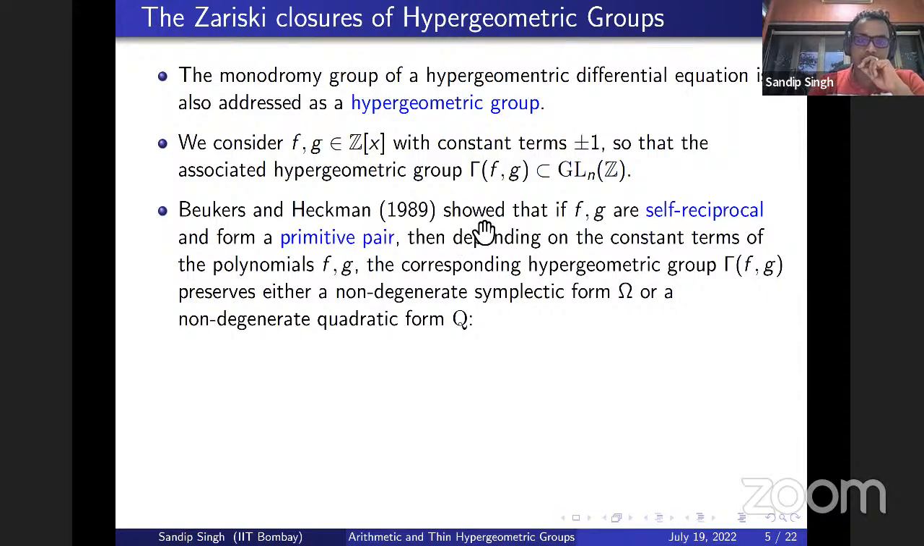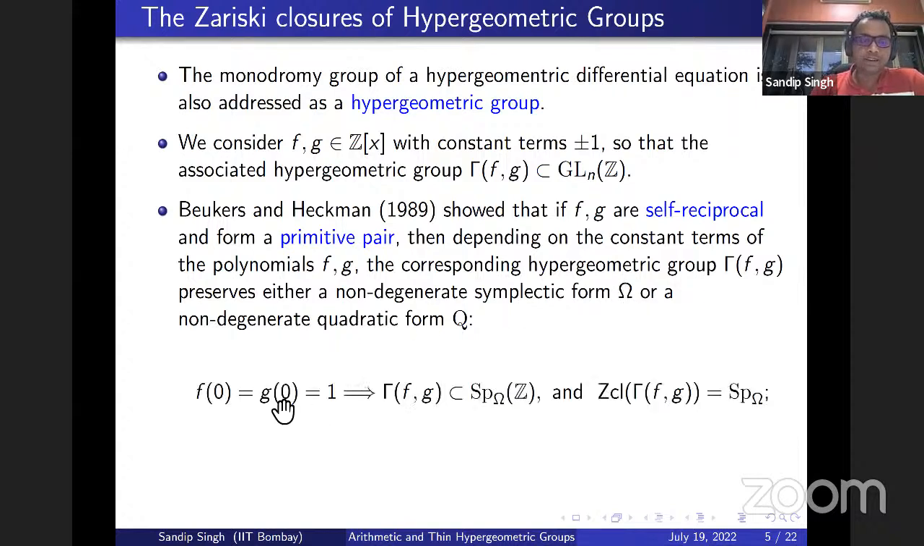Then Beukers and Heckman showed that if F and G are self-reciprocal and form a primitive pair, where self-reciprocal means that if a is a root then 1 by a is also a root, and so is G, and primitive pair means that F and G cannot be written as polynomials in x to the power k for some k greater than or equal to 2, then, depending on the constant terms of the polynomials F and G, the hypergeometric group gamma FG preserves either a non-degenerate symplectic form omega or a non-degenerate quadratic form Q. In fact, it is determined like this: if the constant terms of F and G are 1, then gamma FG preserves a symplectic form omega, and the Zariski closure of gamma FG is the full symplectic group.